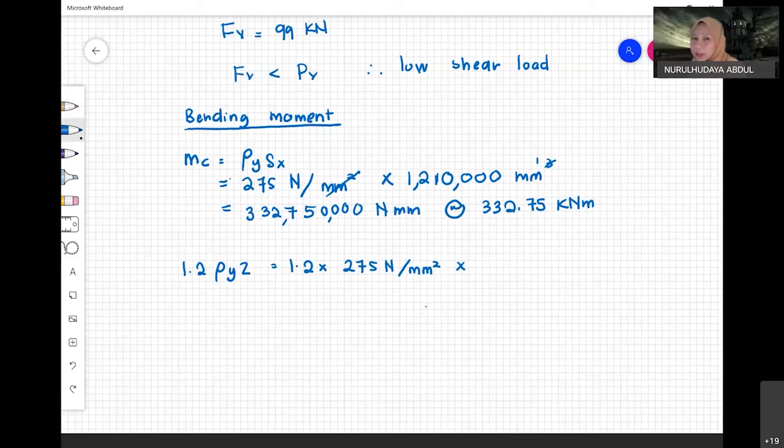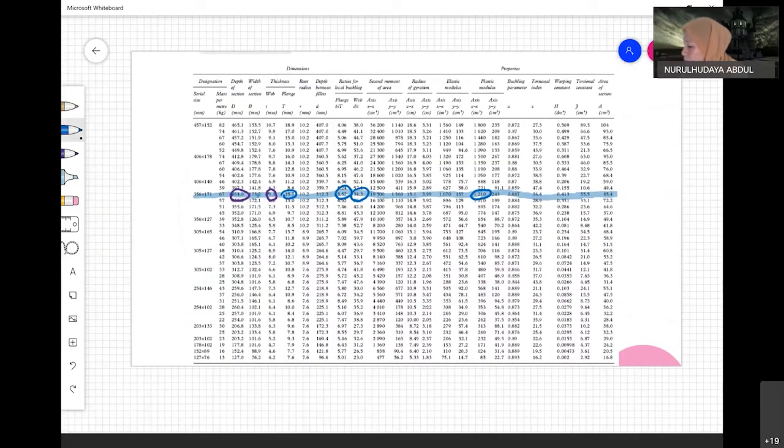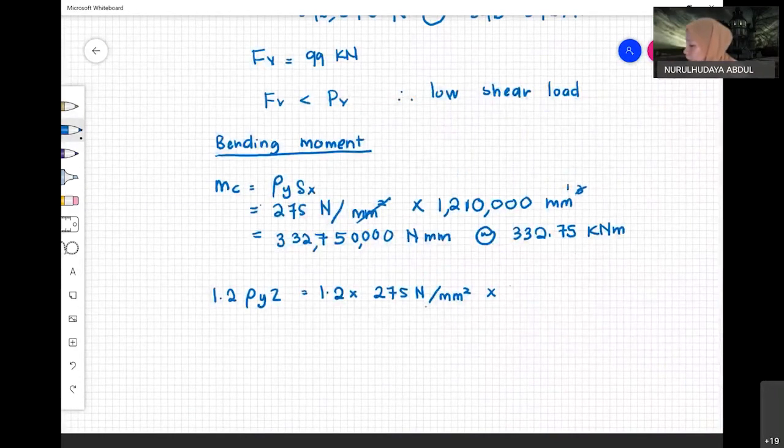and value of Z here is elastic modulus. Elastic modulus ni kita tak ada lagi kira anything related to it. So we don't have the value. We need to check with the table. Nampak kat atas ni elastic modulus anything ambil dekat X, 1070. But this one is in centimeter cube.